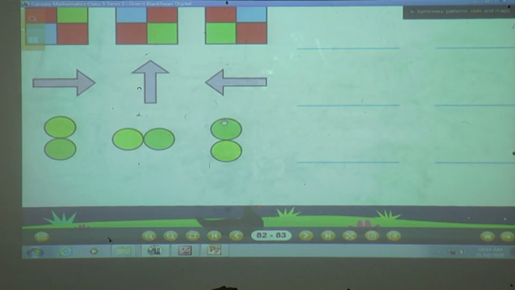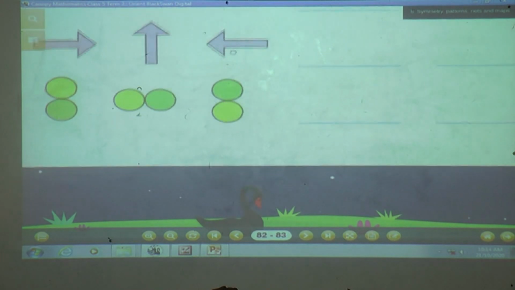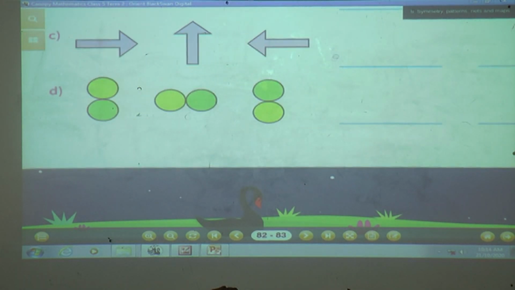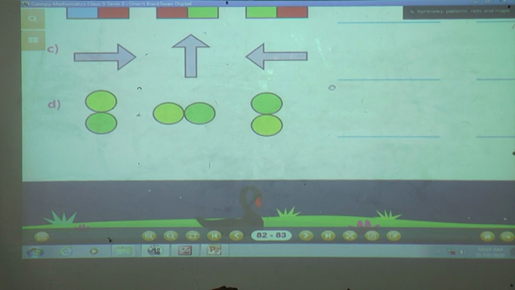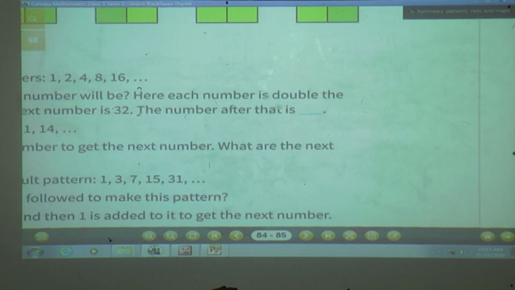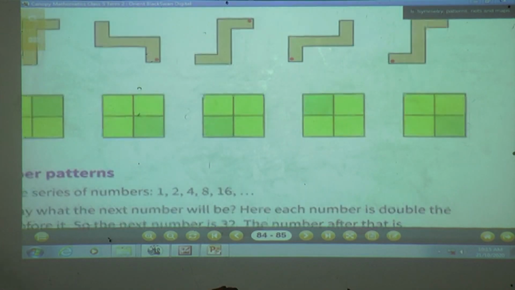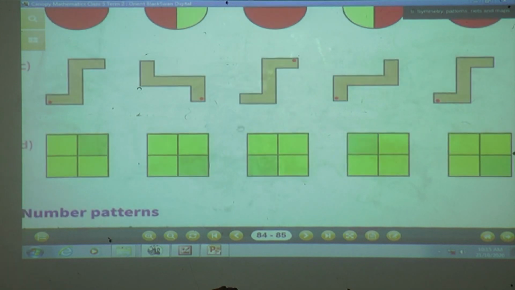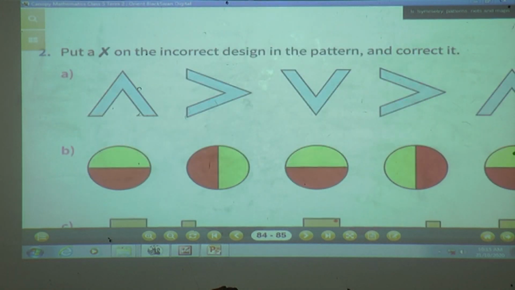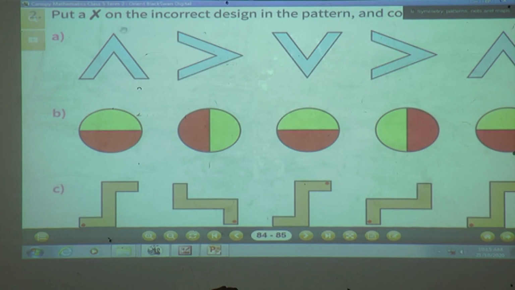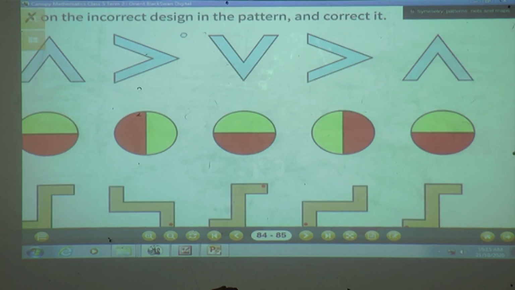Now students, open page number 84. Here, number patterns. See, before that we'll see exercise 6.3, question number 2. Put a cross on the incorrect design in the pattern and correct it.